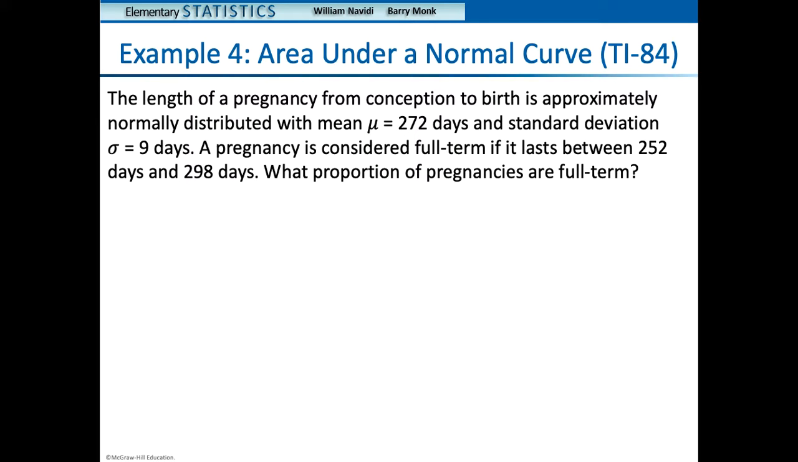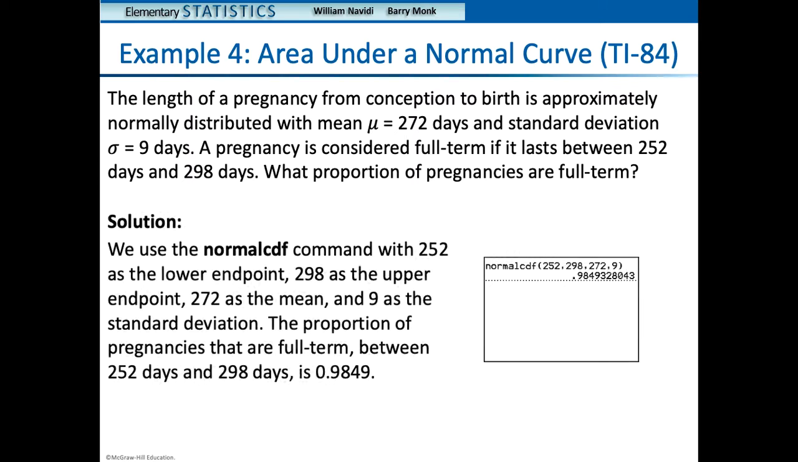Lastly, what proportion of pregnancies are full term? In this case, we would run normal CDF, and we would want to put 252 as the lower endpoint and 298 as the upper endpoint. So in this case, we have a very distinct lower and upper endpoint. 272 is the mean, 9 is the standard deviation, and we should get about 0.9849 as the result.